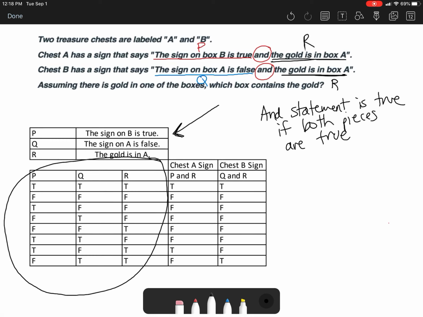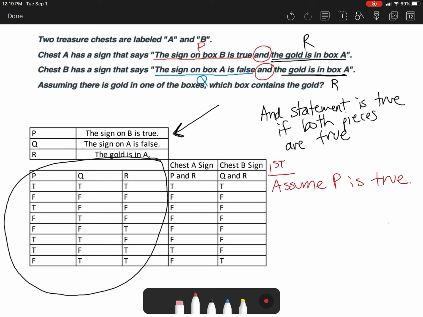First, I'm actually going to look at just the individual columns for P, Q, and R, okay? And what we want to do is just try some things and see what causes a contradiction. And if it causes a contradiction, we're going to throw out that row of the column, okay? So first, what I'm going to try is I'm going to assume P is true.